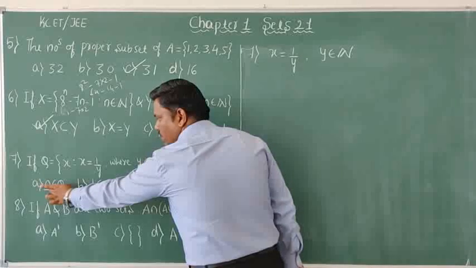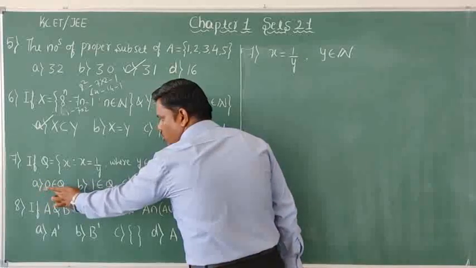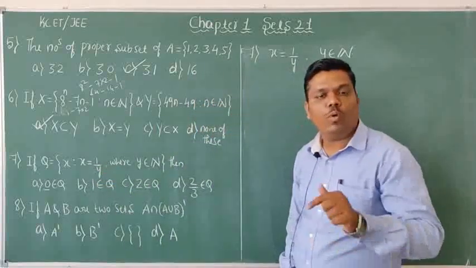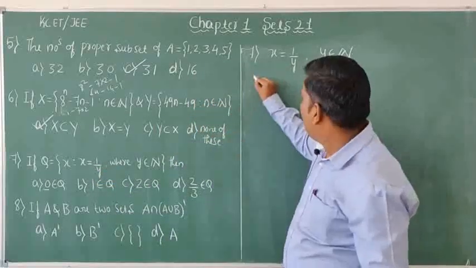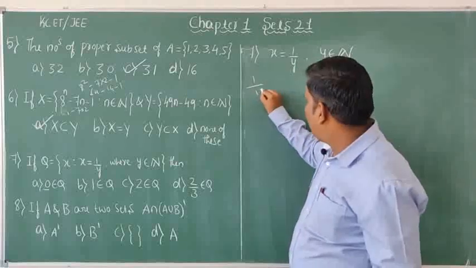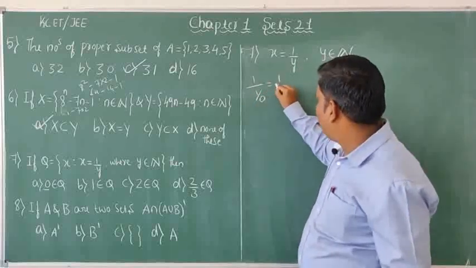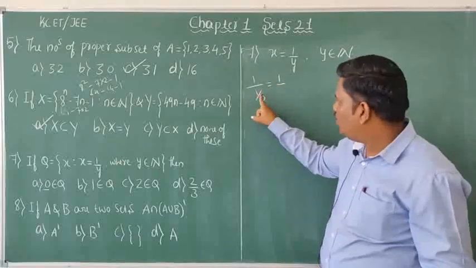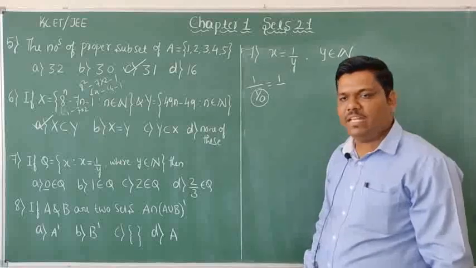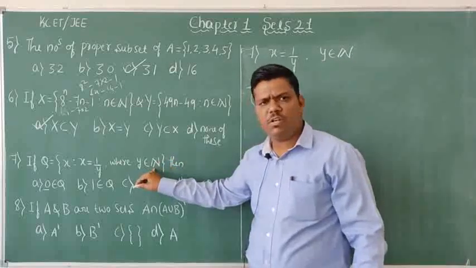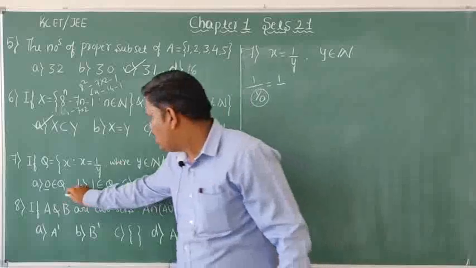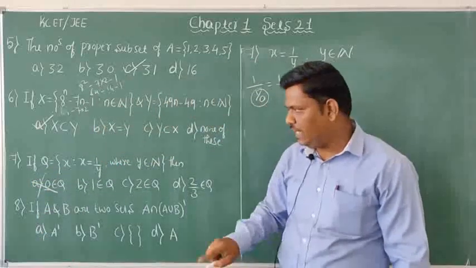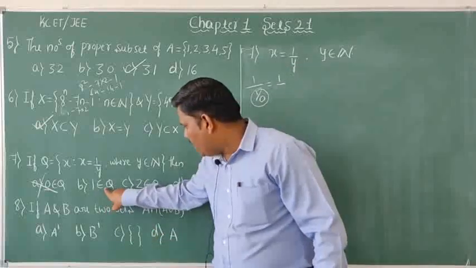If this value 0 belongs to Q, you must write y is equal to 1 by 0, because 1 divided by (1 by 0) is equal to 1 divided by denominator of the numerator. But you must write here infinity. That number is not present in the natural numbers. Therefore, this is not your answer. Got it? Next.